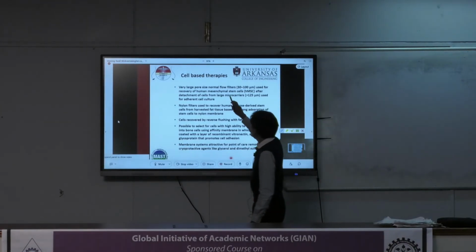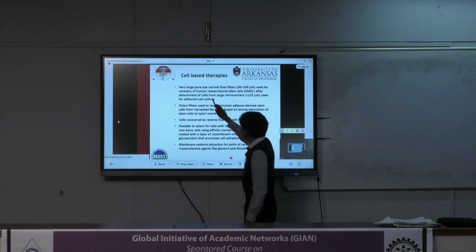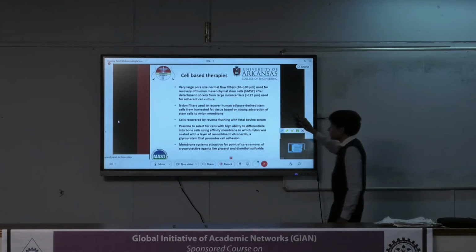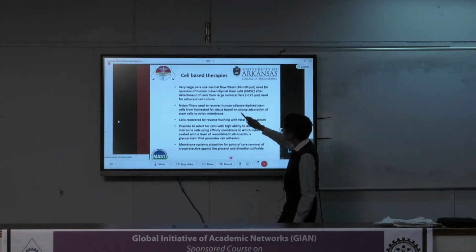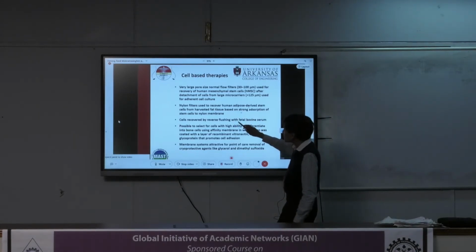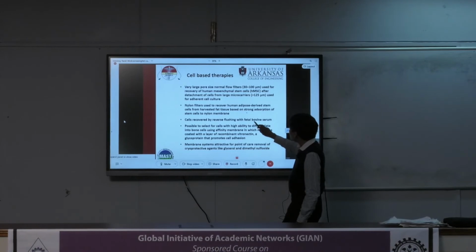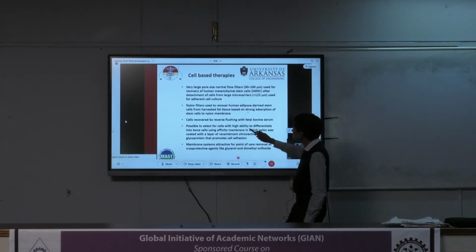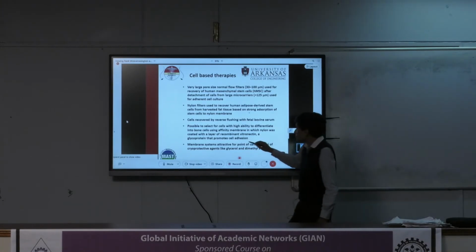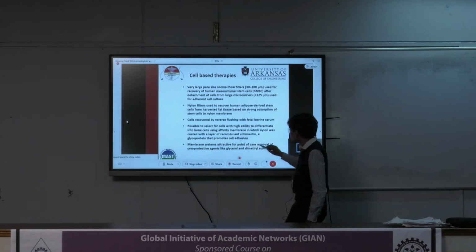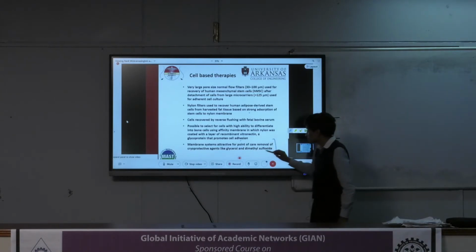Used for recovery of human mesenchymal stem cells after detachment of the cells from large microcarriers used for culture. Nylon filters used to recover human adipose-derived stem cells harvested from fat tissue, based on strong adsorption of stem cells in the nylon membrane. Cells recovered by reverse flushing with serum, possible to select for cells with high ability to differentiate into bone marrow cells. Thin membranes in which nylon was coated with a layer of recombinant adhesive glycoprotein.